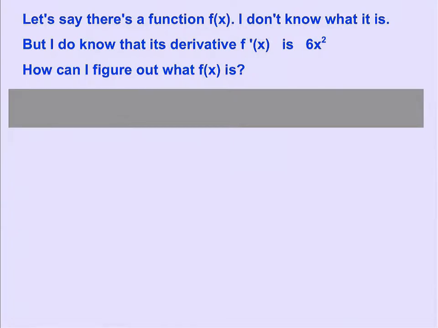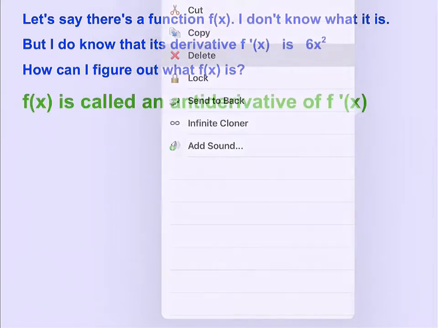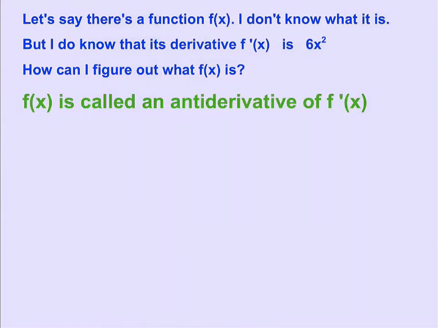Well, first of all, f of x has a name in this case. F of x is an antiderivative. So we say f of x is an antiderivative of f prime of x. You might be able to tell just by looking, but let's figure this out.